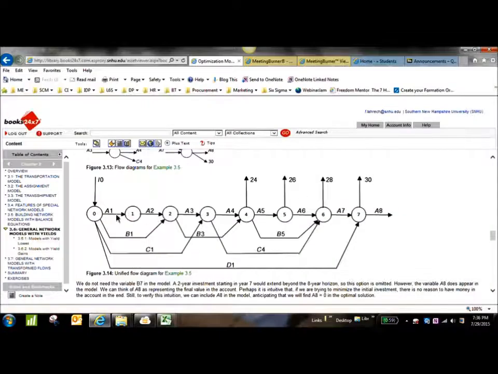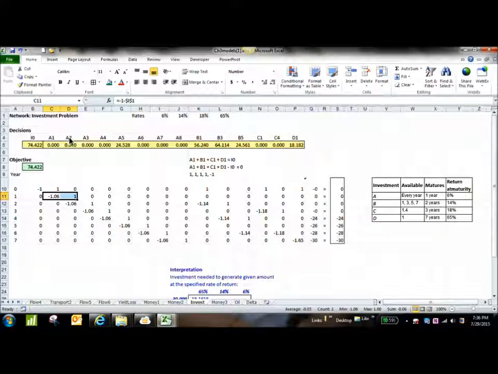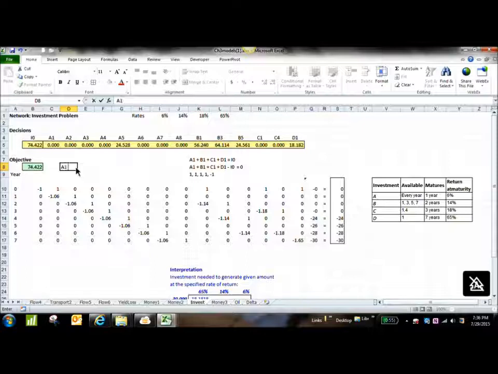That matches the diagram. A1 and A2. Okay? What do we put for A1? If we take A1 multiplied by the interest rate of 6%, or 1.06, that has to equal A2. Does that make sense?